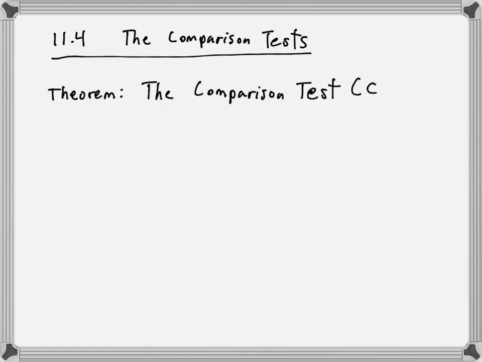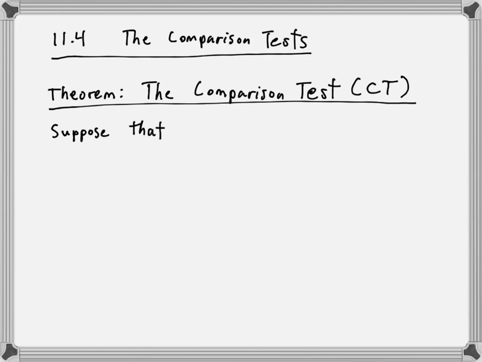Which I like to abbreviate CT. Okay, so here are the conditions of the test. We need to always be really careful that we read the conditions carefully. So this is a test that allows us to compare two different series. So let's suppose that a_n and b_n are both positive series.